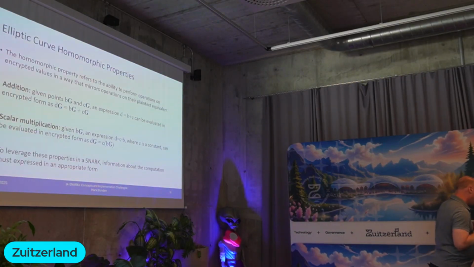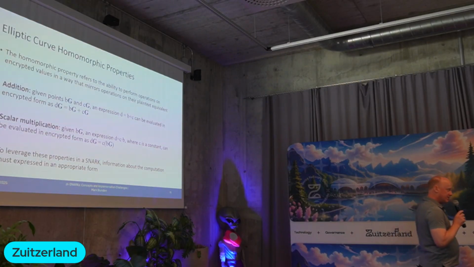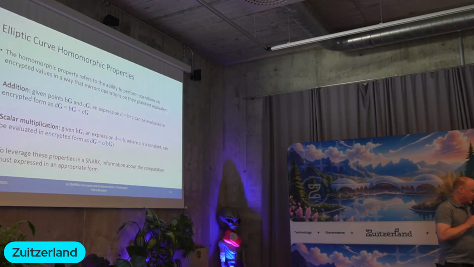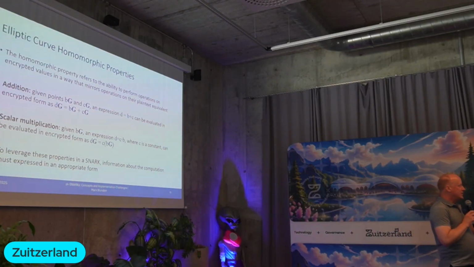And it comes down to what we call the homomorphic properties of elliptic curves. So elliptic curves, they're not homomorphic encryption schemes. You may have heard of FHE and so on. I'm not talking about that here. But the elliptic curves do still possess some homomorphic properties.